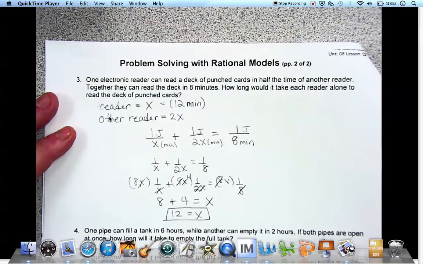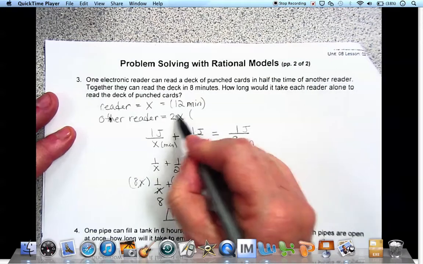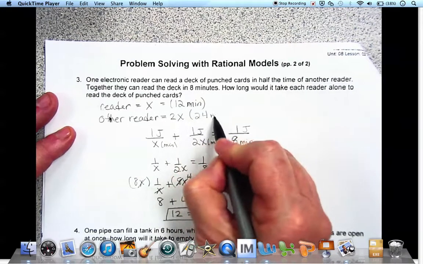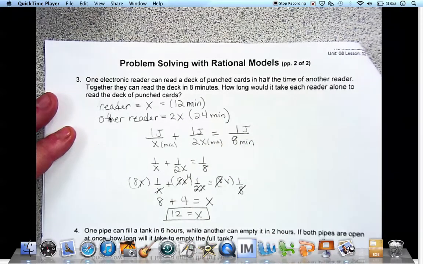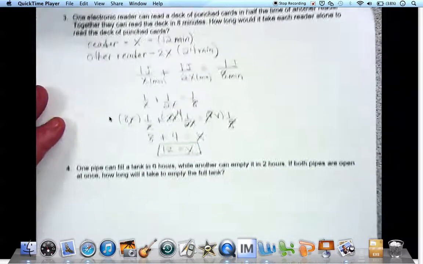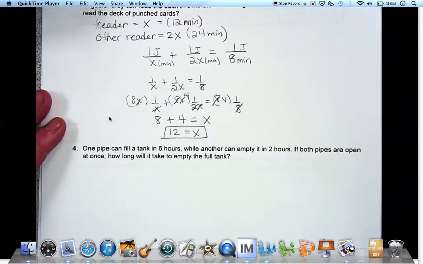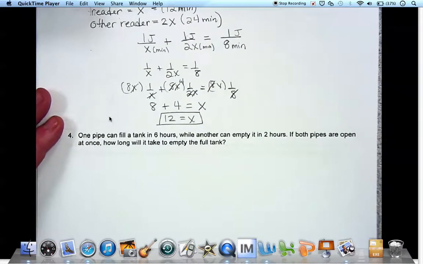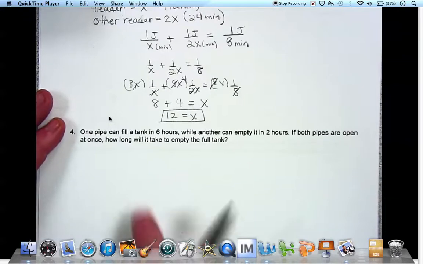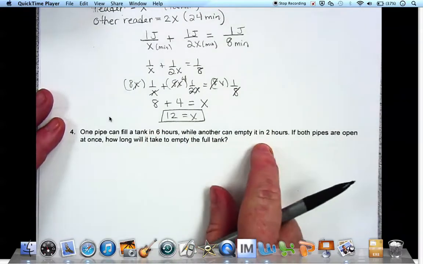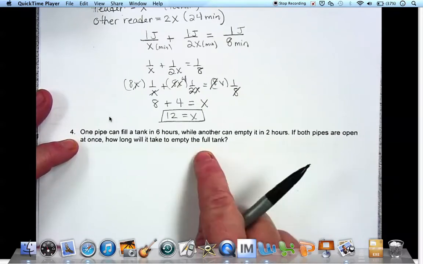And the other reader can read it in 2 times 12 minutes, which is 24 minutes. Okay, now we've got a pipe that can fill a tank in 6 hours, while another can empty it in 2 hours. So they're doing opposite things. It's taking longer to fill the tank than it is to empty it. So if both pipes are open at once, how long will it take to empty it?